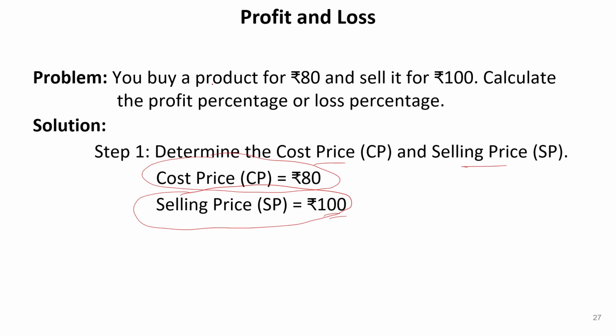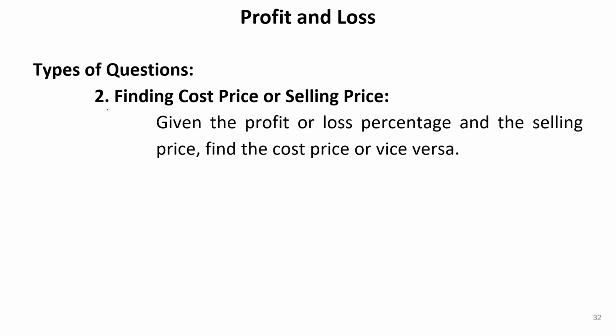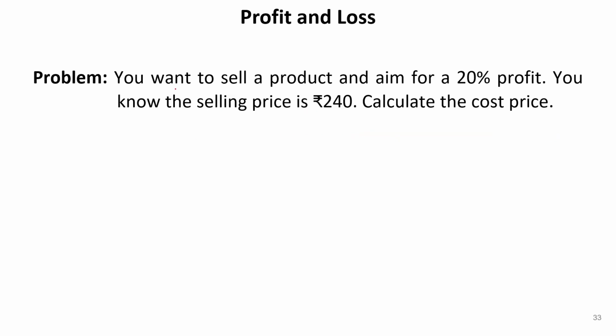Okay, so if you buy a product at 80 and sell it for 100, then the profit percentage will be 25%. Okay, so let's go forward with the next kind of question. So that is finding cost price or selling price. Given profit or loss percentage and selling price, find the cost price or vice versa. Okay, so let's see a problem on this to get a better grasp at it.